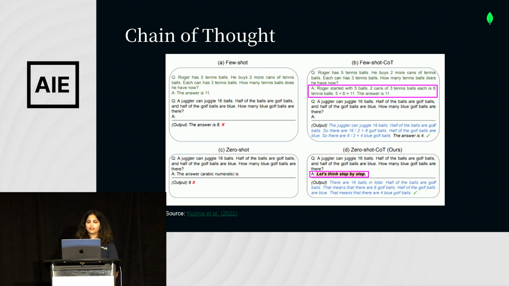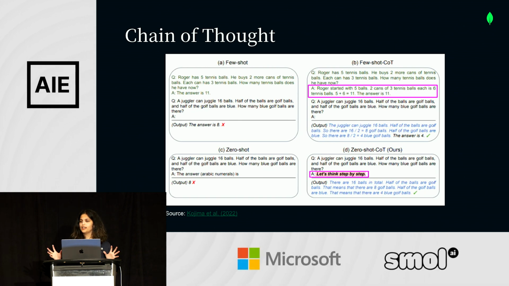Chain of thought is as simple as prompting an LLM to think through a problem step by step instead of directly providing an answer. You can do this either in a zero-shot manner by literally saying, "Let's think step by step," or in a few-shot manner, where you show it how to work through a complex problem using one or more examples.